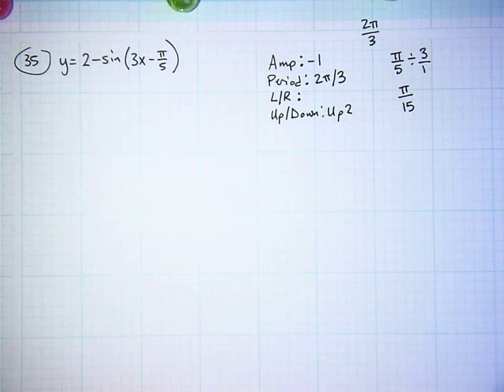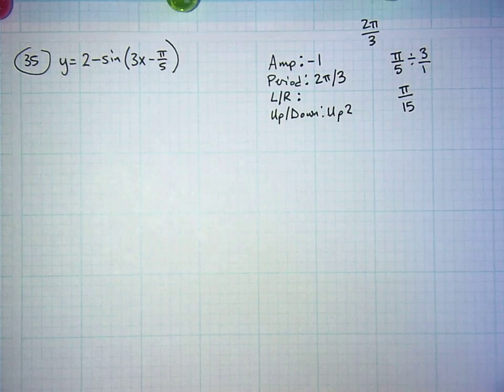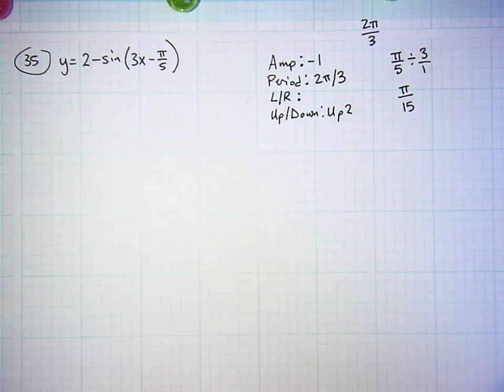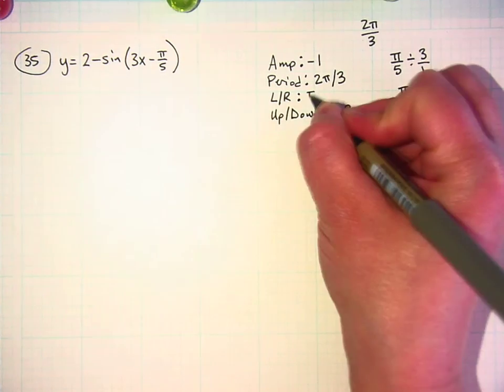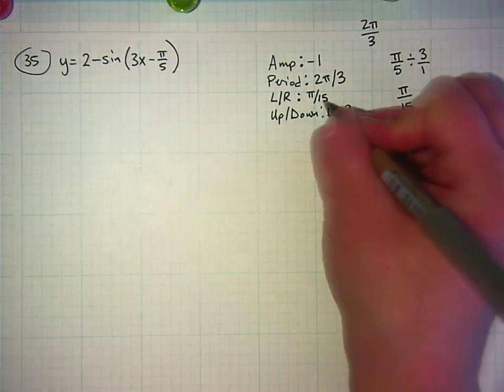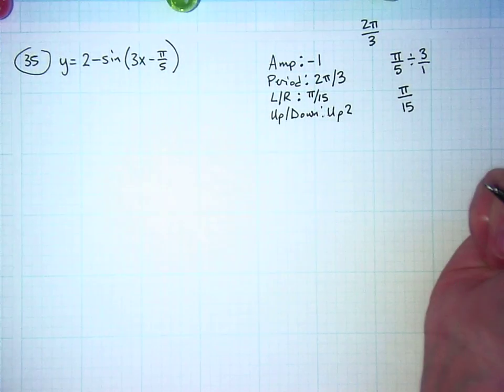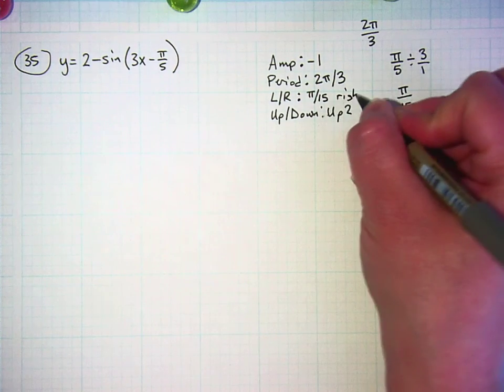You have no idea what's happening right now? A little confused? Okay. So pi over 15, and is that going left or right? Going to the right is negative. Right. That's nice, Don. Yes.